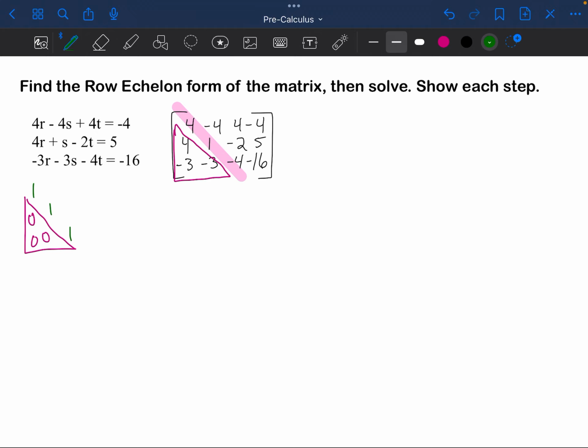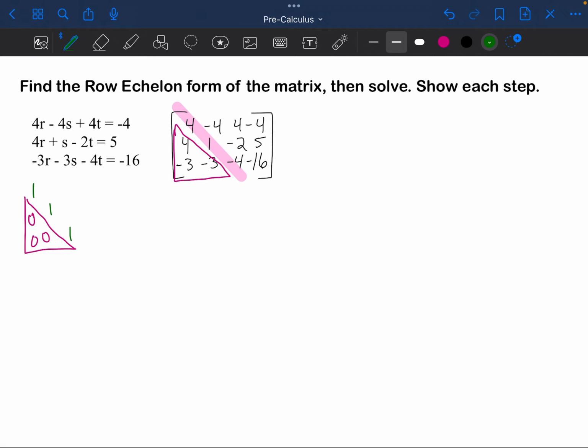What's interesting about row echelon form is that they're not all unique, meaning the steps that I do to get row echelon form might be different from your steps, which could result in a different matrix in the end. But our solutions will be the same. So the solution is unique. So you might do different steps here, and that's okay. This is just what I think about when I do it.